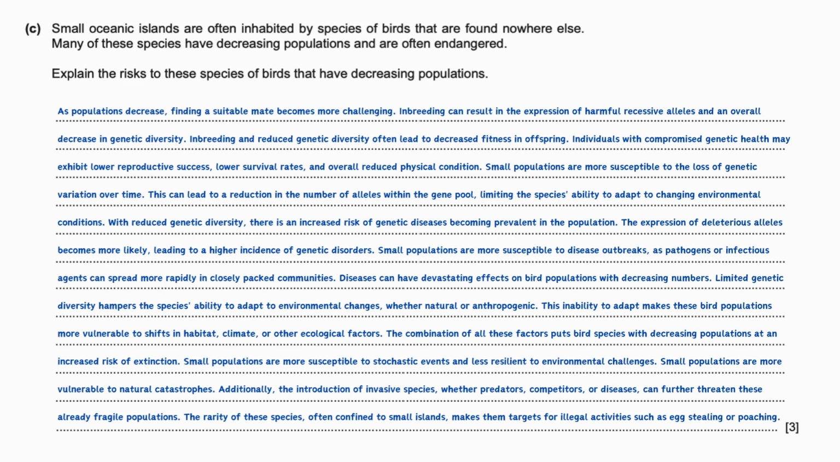Small populations are more vulnerable to natural catastrophes such as hurricanes, volcanic eruptions, or tsunamis. Additionally, the introduction of invasive species, whether predators, competitors, or diseases, can further threaten these already fragile populations. The rarity of these species, often confined to small islands, makes them targets for illegal activities such as egg stealing or poaching. Human activities can exacerbate the challenges faced by these populations, pushing them closer to extinction.